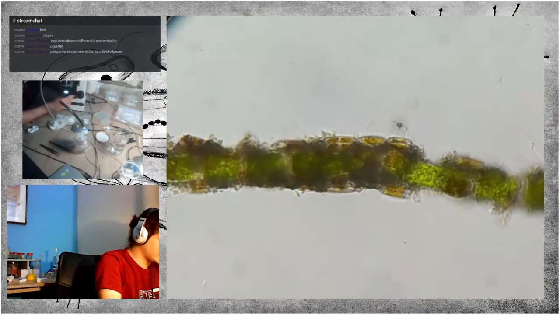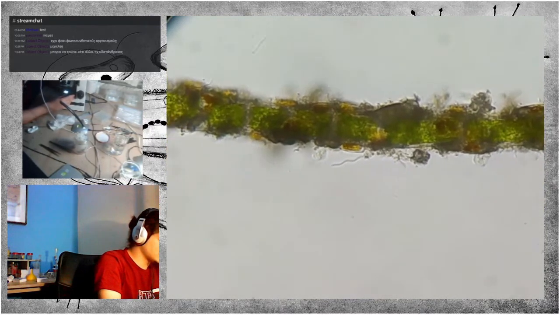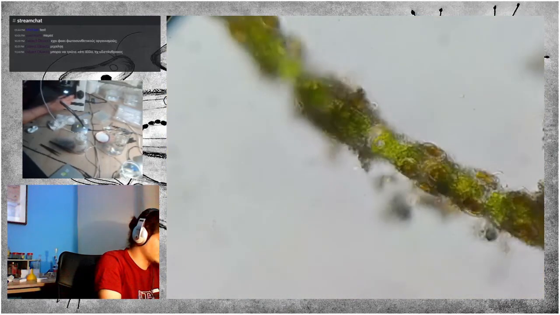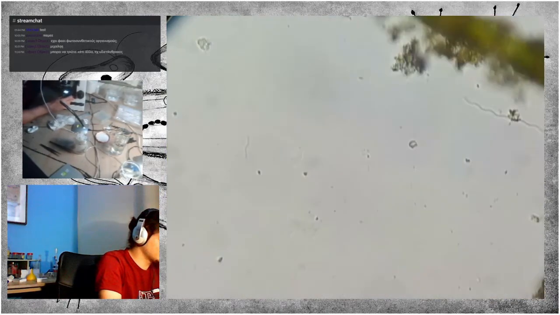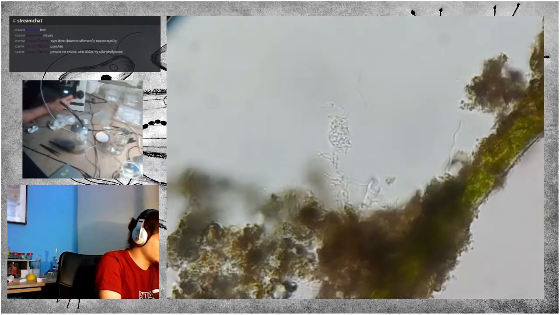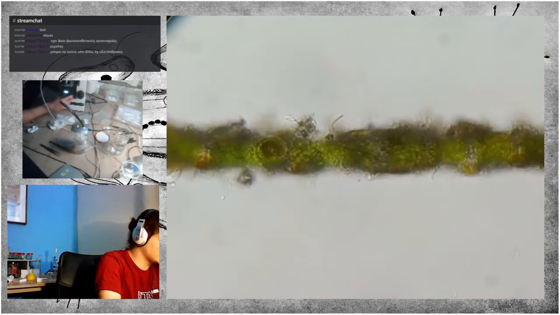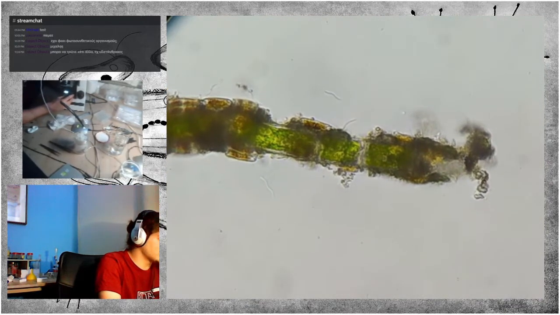And here again there are lots of diatoms. It is from the same sample, kind of. So the filamentous algae with the diatoms are everywhere. Wherever there is filamentous algae, there are diatoms.